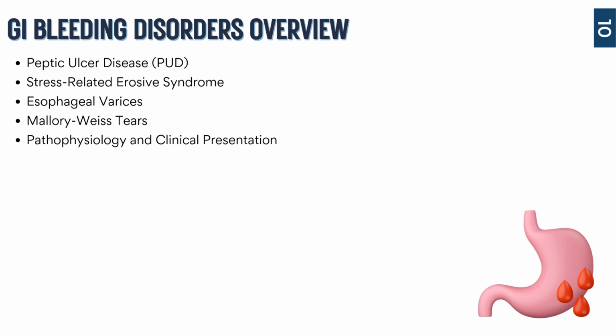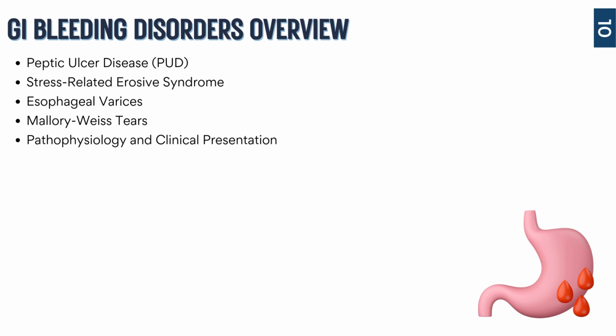Especially in the ER. If somebody comes in with a GI bleed, we could have days, weeks, or months, or it could be something where we have minutes before they turn critical, okay? Or they're already critical before they get there. So, we're going to focus on 4 primary conditions: peptic ulcer disease, stress-related erosive syndrome, esophageal varices, and Mallory-Weiss tears, okay? Understanding the pathophysiology and the clinical presentation of each of these disorders is so important for you to be able to assess your patients quickly and also intervene.